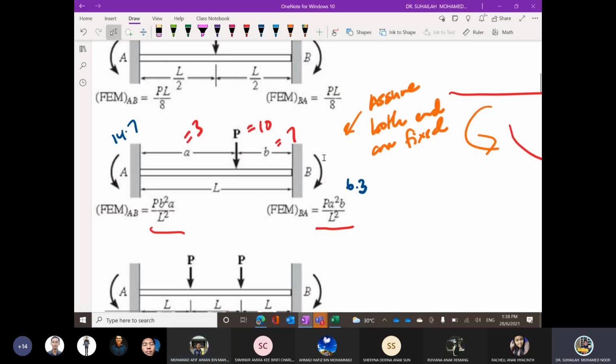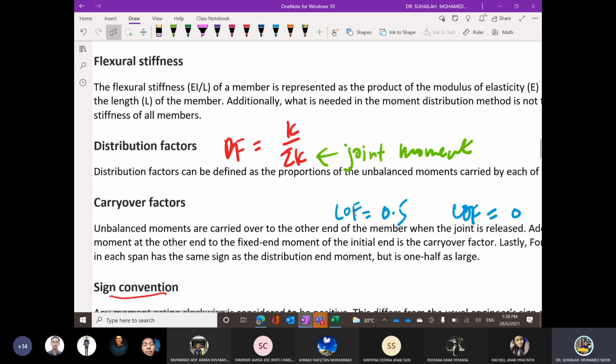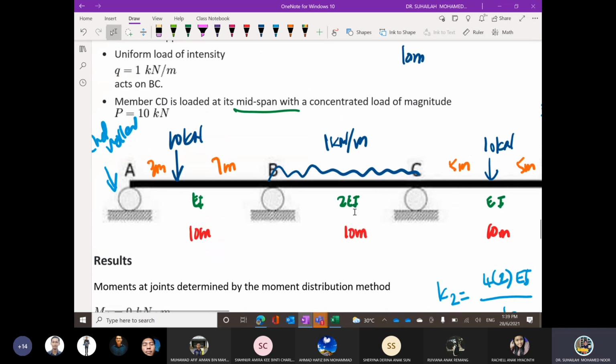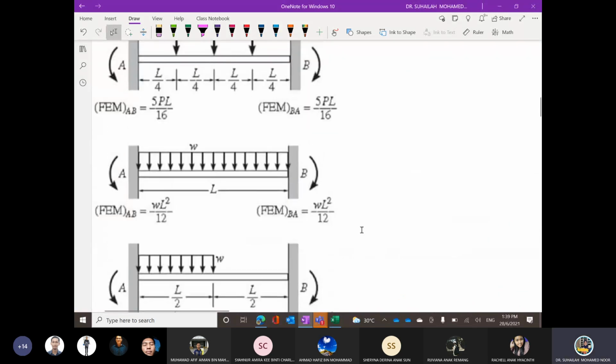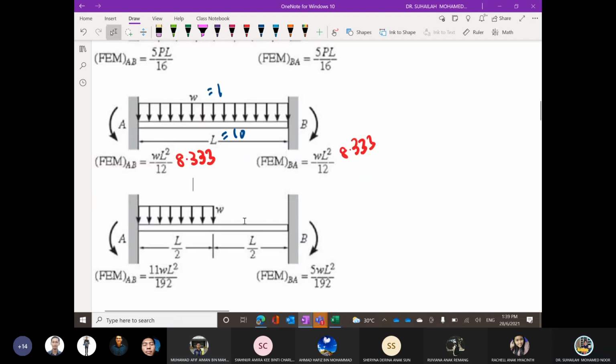Okay, next for member BC. W is 1 and length is 10. This is equal to 1, length is equal to 10. So what is the fixed end moment for AB and BA? 8.33. Yes, 8.333.